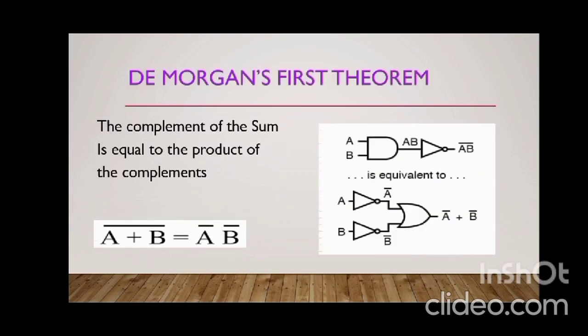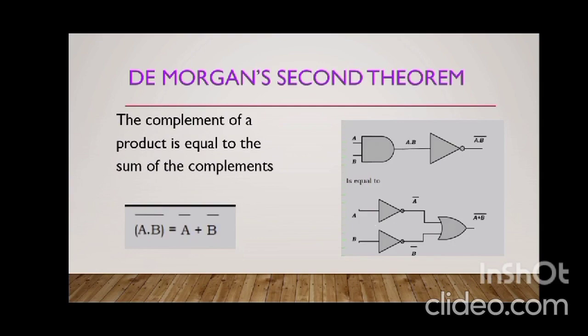Next, De Morgan's first theorem theory. The complement of the sum is equal to the product of the complements. Next, diagram. Two inputs, one output. Gates used: one AND gate, two NOT gates. Second diagram: two NOT gates, one OR gate. Two inputs, one output.